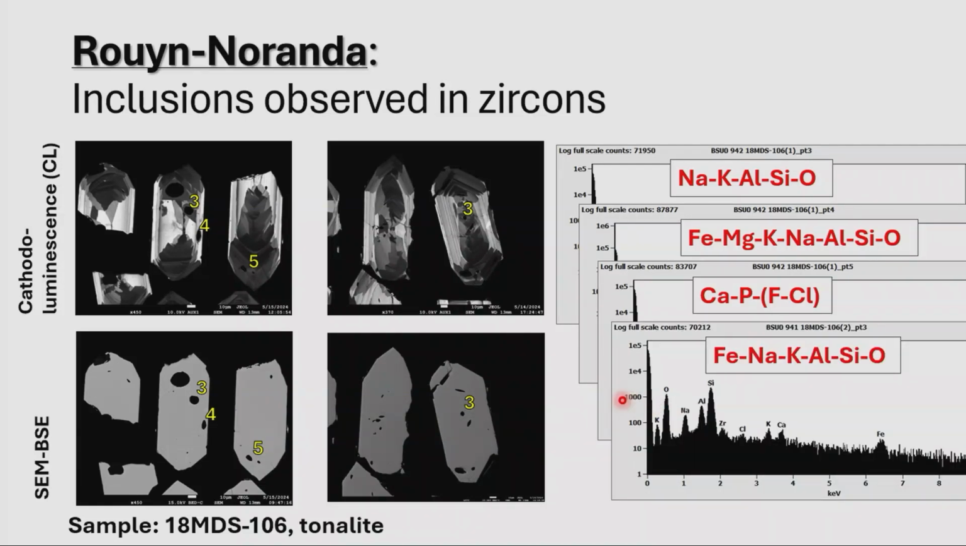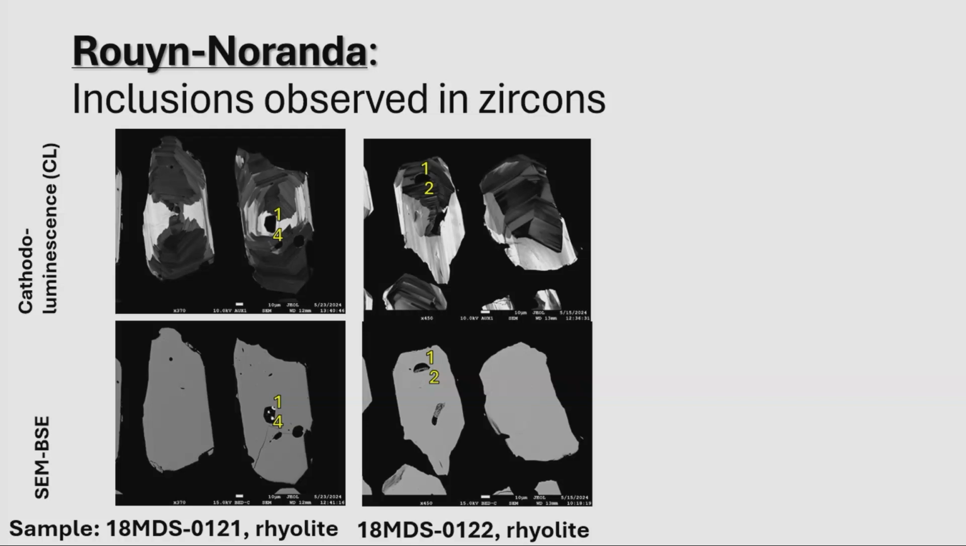And finally, another mineral potential here. Looking at iron, sodium, enrichment in potassium, aluminum silicate. So we have feldspars, we have apatites, potential micas and amphiboles here. And this is from one sample in the tonalite from one of the Noranda areas.